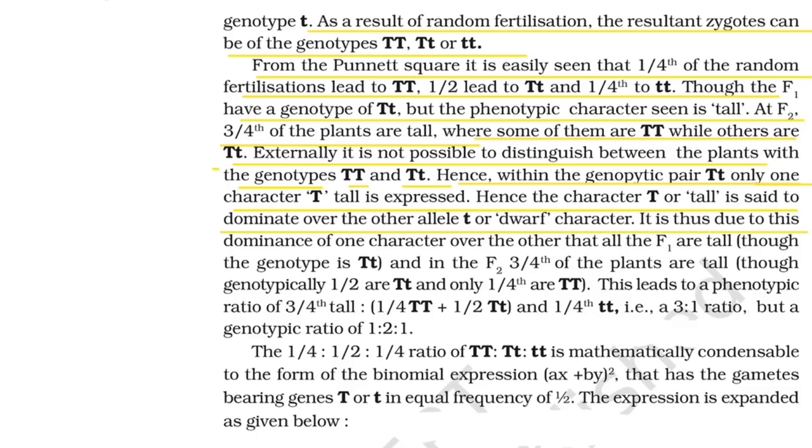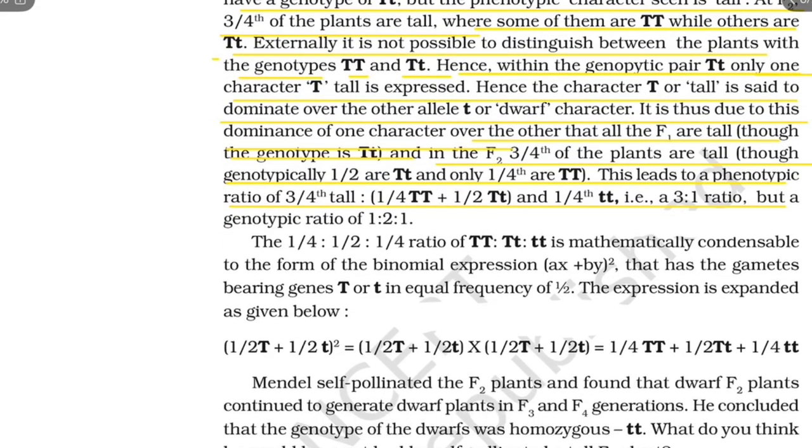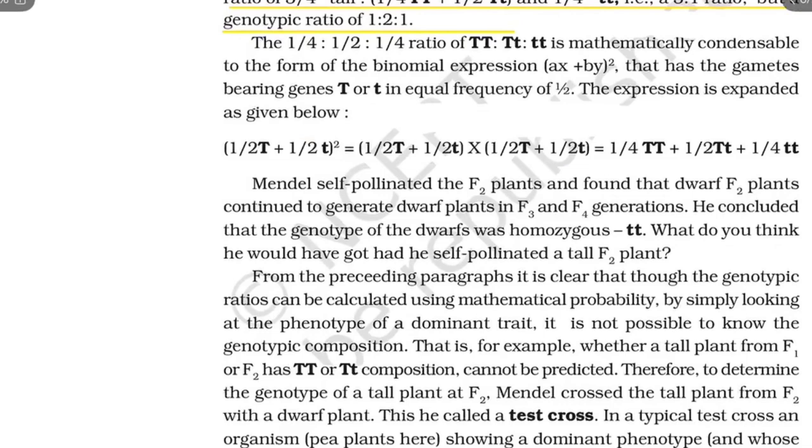t or dwarf character. It is thus due to this dominance of one character over the other that all the F1 are tall, so the genotype is Tt, and in the F2, 3/4 of the plants are tall. So genotypically 1/4 are TT, 1/2 are Tt and 1/4 are tt. This led to a phenotypic ratio of 3/4 tall and 1/4 dwarf, that is a 3:1 ratio, but a genotypic ratio of 1:2:1.